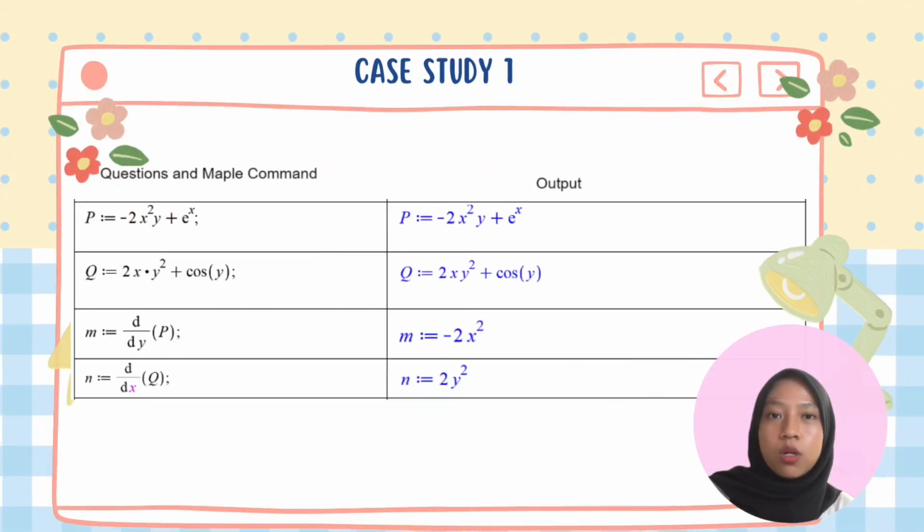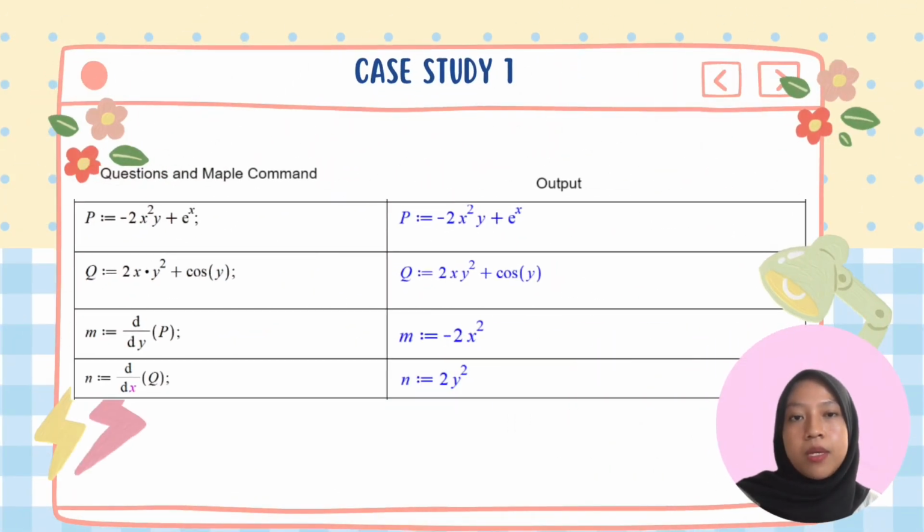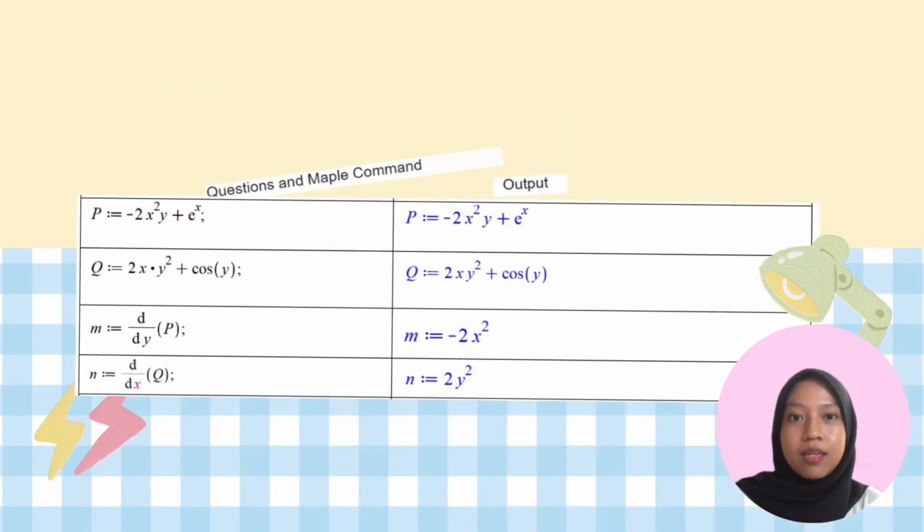In Maple, the command defines two functions, P and Q, and then we find their partial derivatives. P is given by negative 2x squared y plus exponent of x, and Q is 2xy squared plus cos y. The command diff(P, y) computes the partial derivative of P with respect to y, which gives us negative 2x squared. And the command diff(Q, x) computes the partial derivative of Q with respect to x, so we get 2y squared only, because cos y is constant.